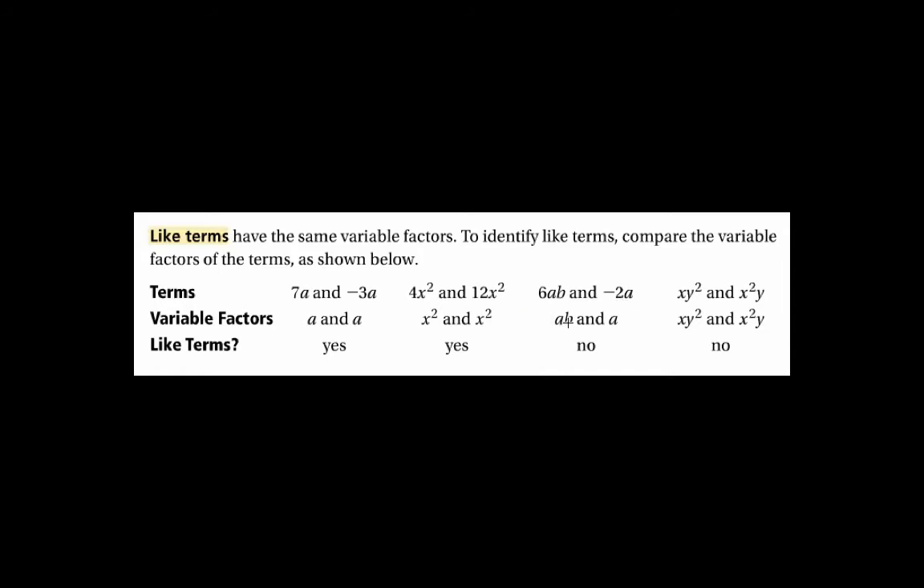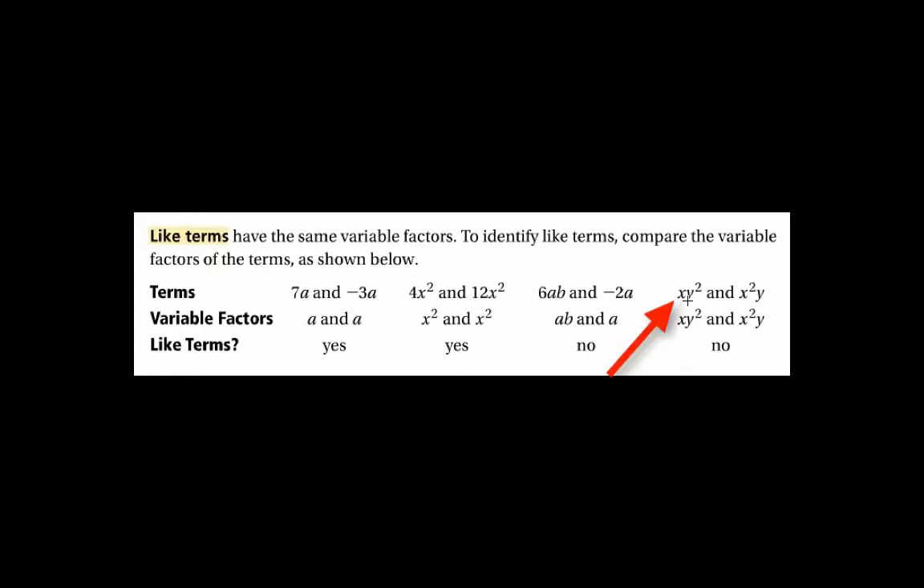6ab has variable factors ab, negative 2a has variable factor a, not like terms. This one has ab in it, this one has just a in it, so they're not like terms. Like terms have to have the same variables, and the exponents on those variables have to be the same as well, which kind of leads into our next example.